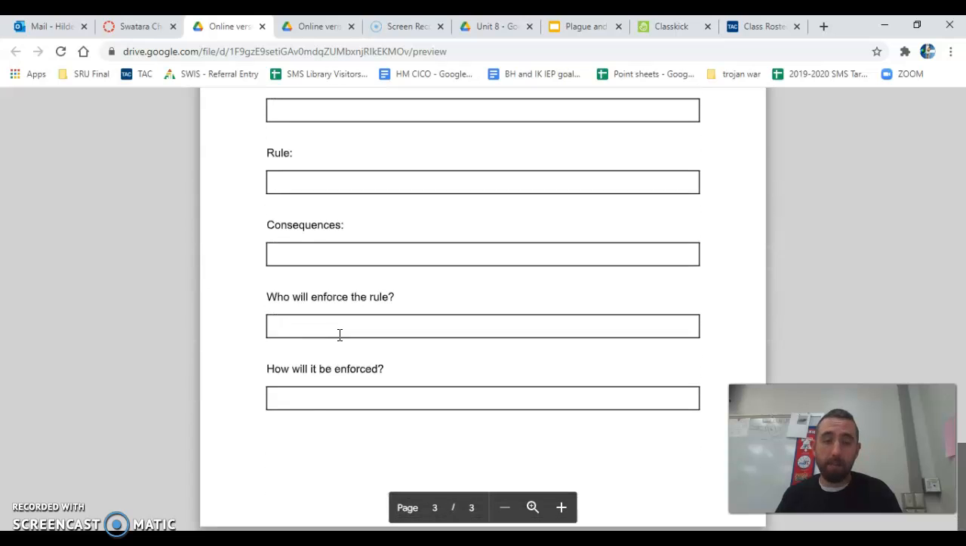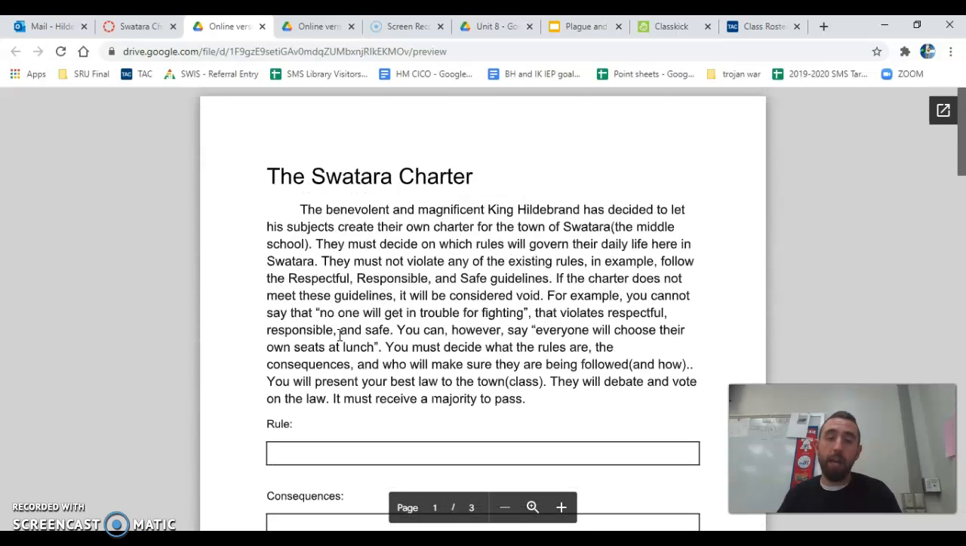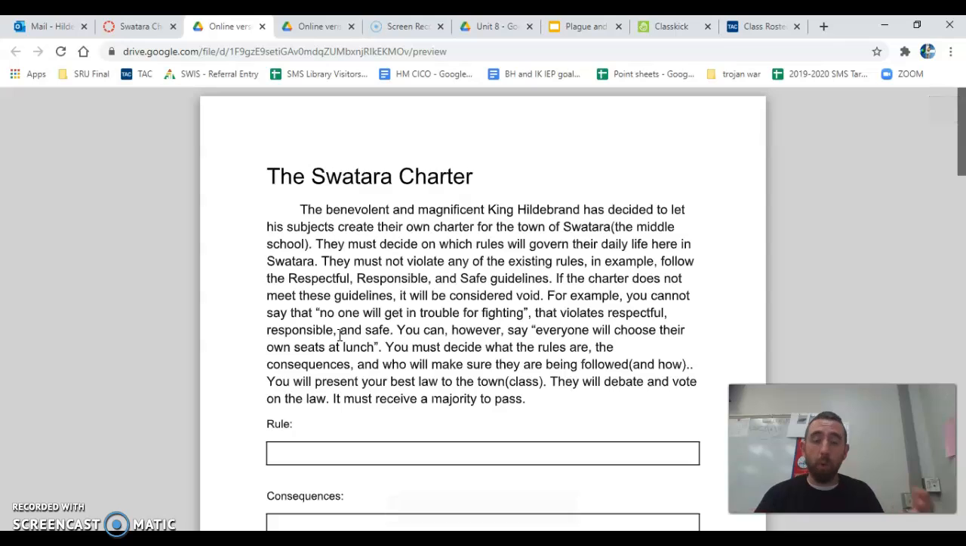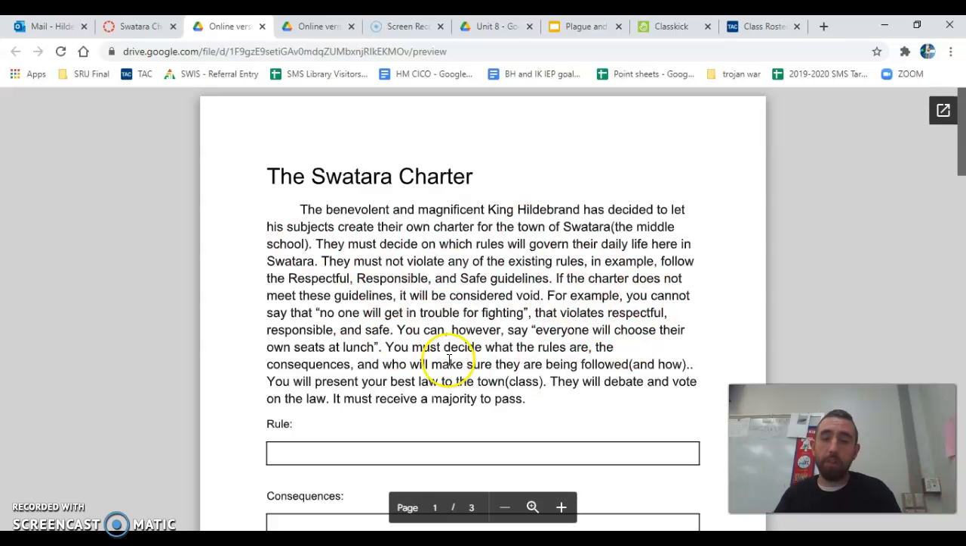Do that 5 times, and then you will share out and present your best ones to the class, and we'll vote on them. Create our own little class charter. So I will make an editable version of this that will be posted on Canvas. Okay, so look for that on the Canvas page.